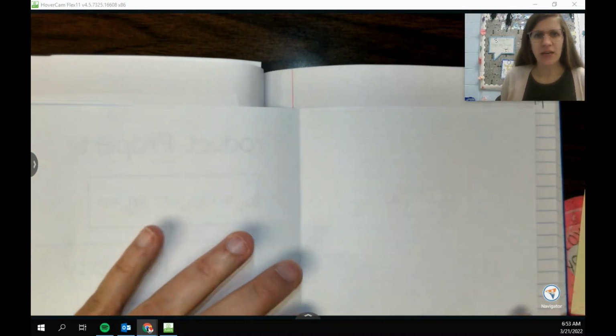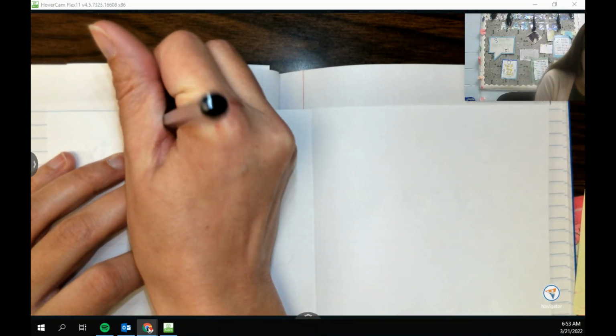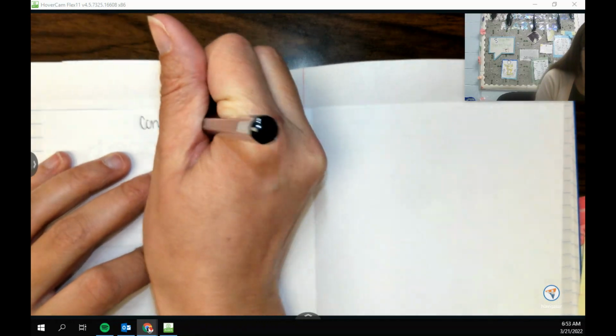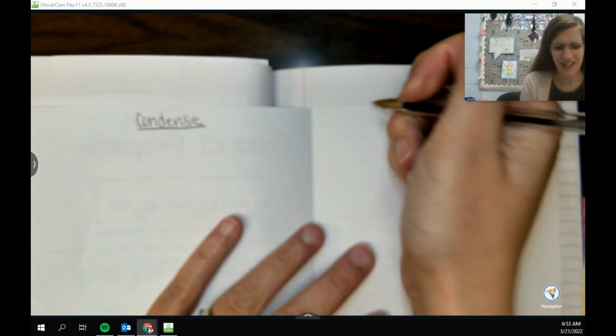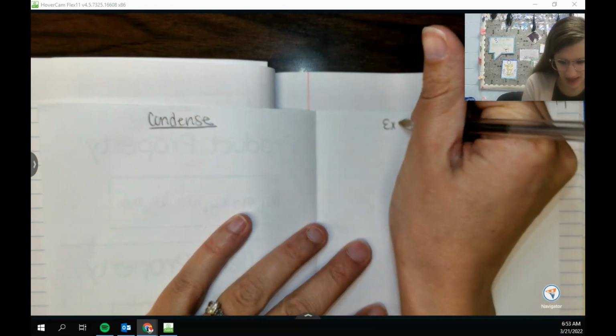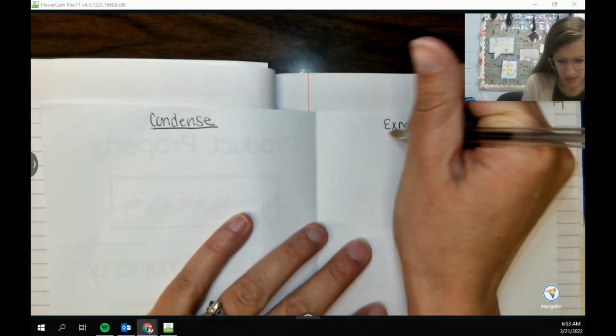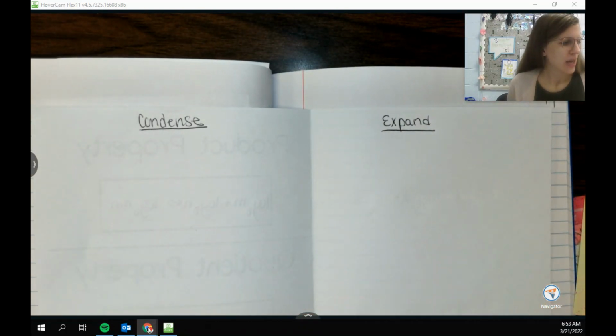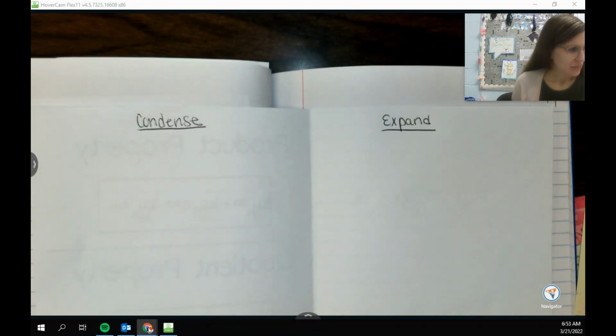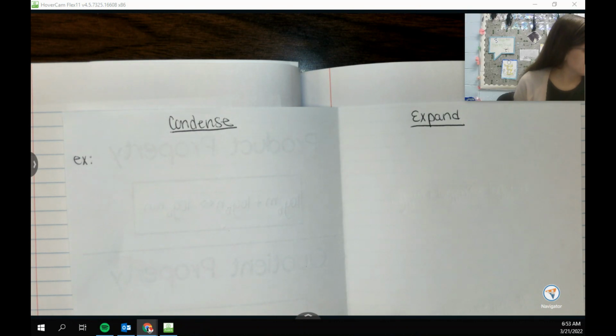But what I do want to do is on one side, we're going to talk about how we condense using logarithmic properties. And then on the other one, we'll talk about how we expand using logarithmic properties. Okay. So let's say that we have something simple to start. Let's start with our condensing.